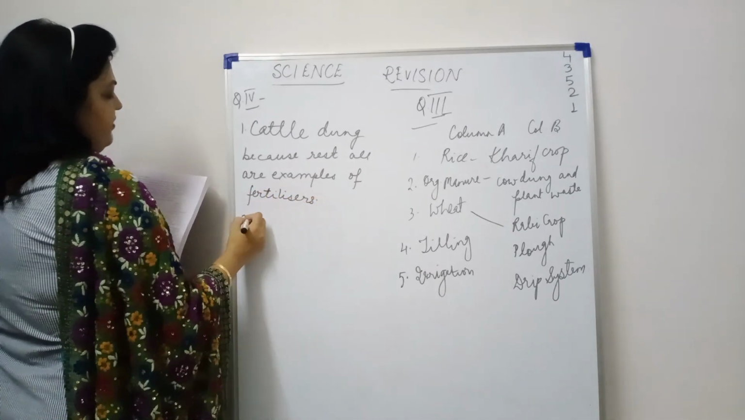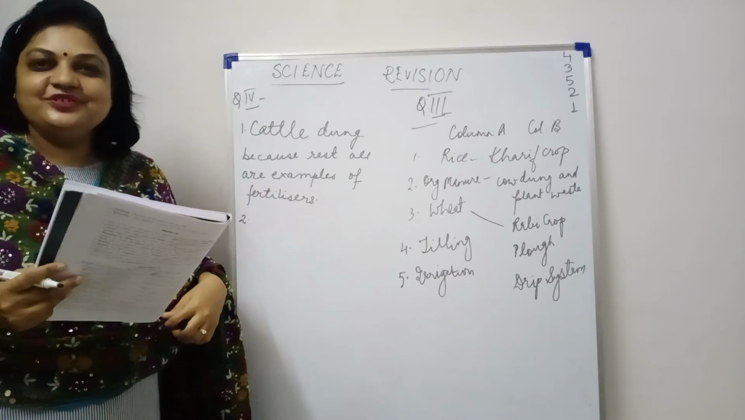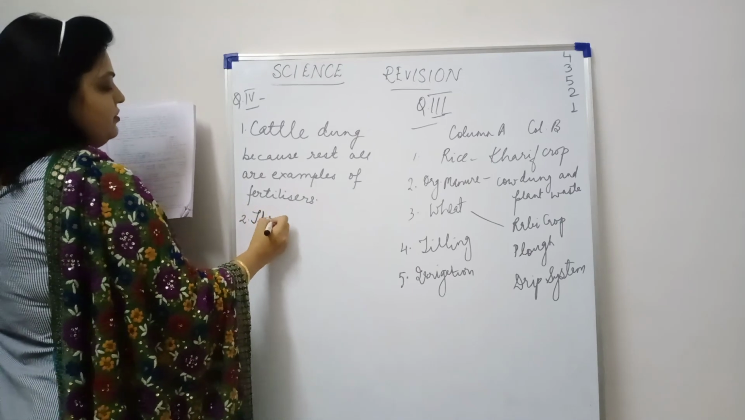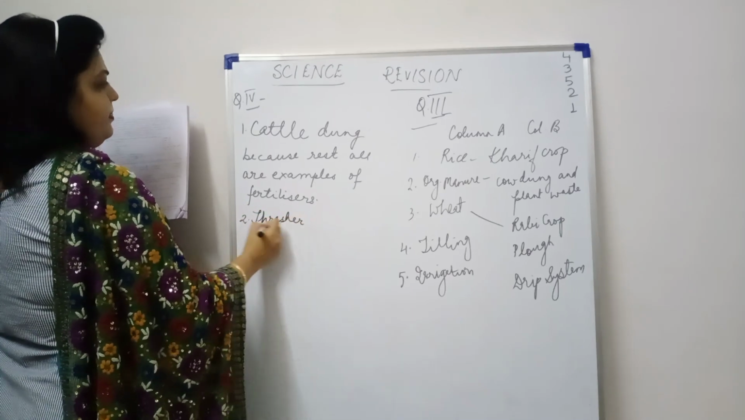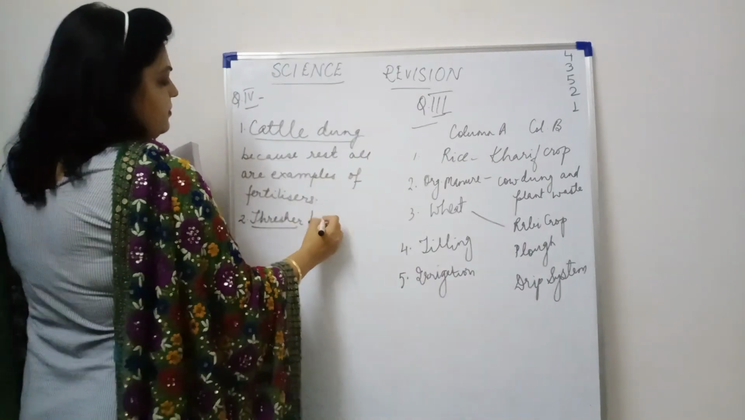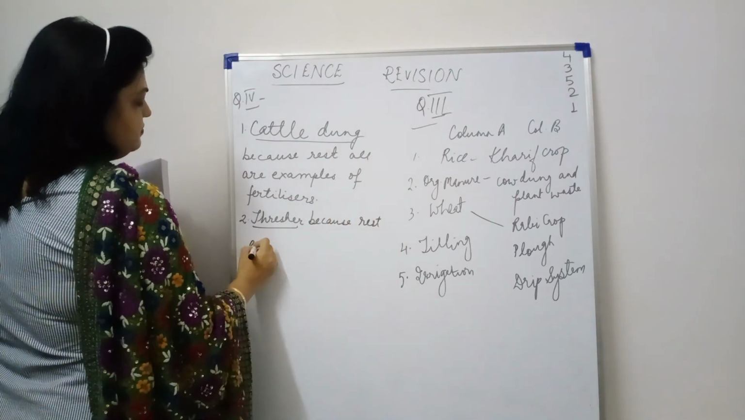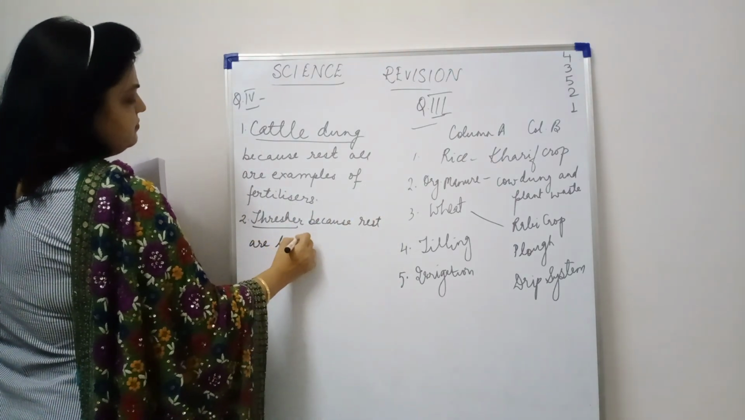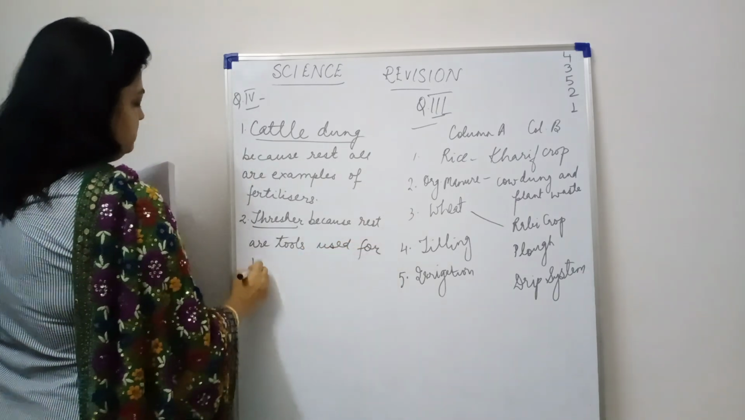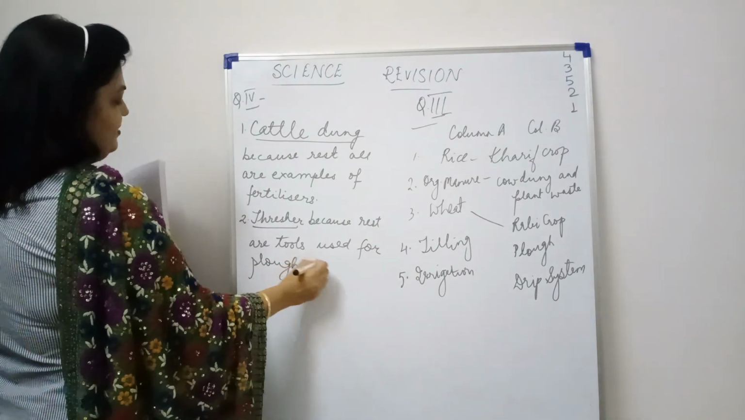Okay. Now, question number 2 coming your way. Plow, hoe, cultivator, thresher. Which one is odd? Thresher. Why thresher? Because you know rest of them, they are implements used for plowing. Because rest are tools used for plowing. Okay, so you have to give a suitable reason also why that's an odd one.